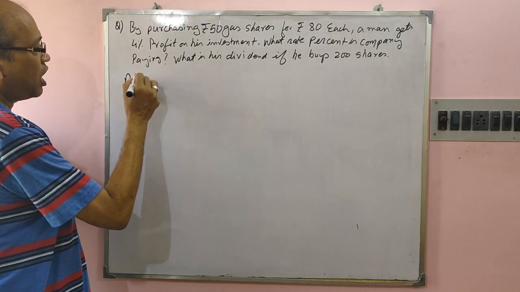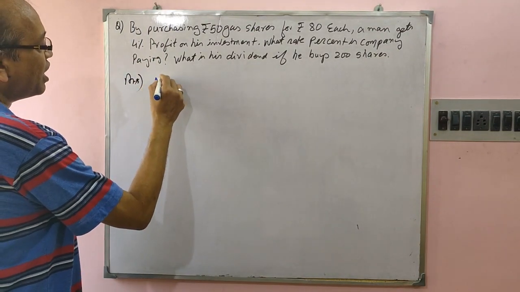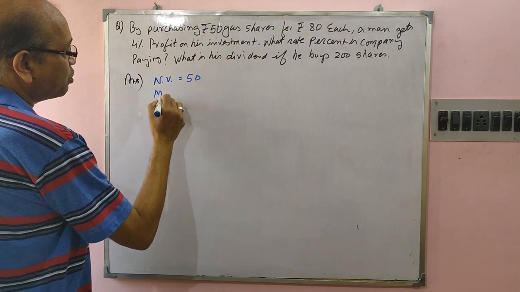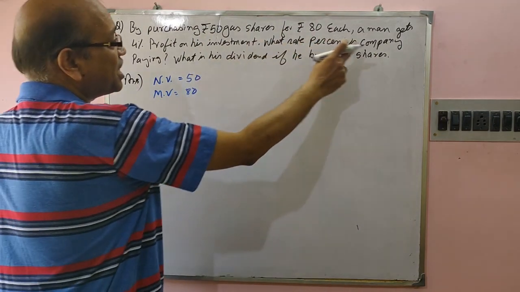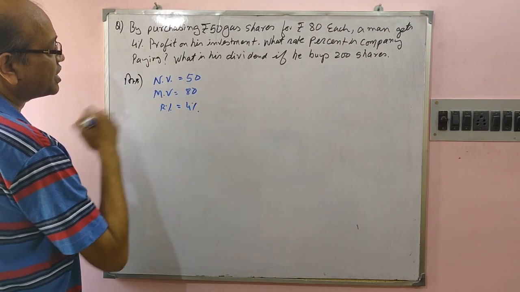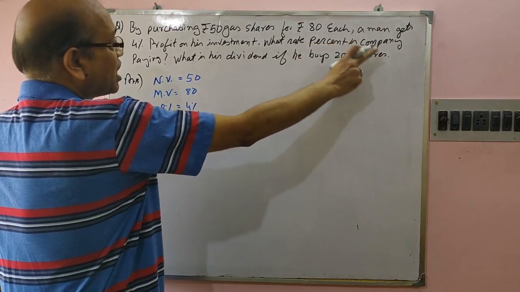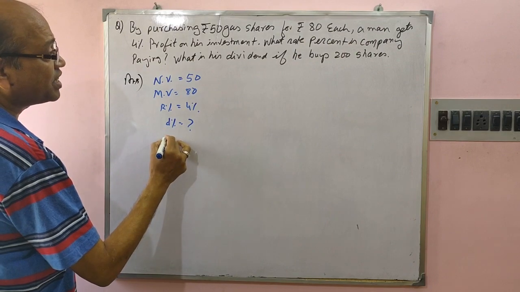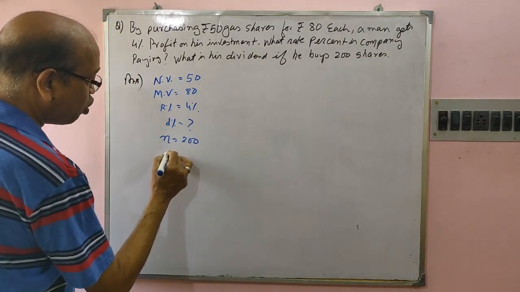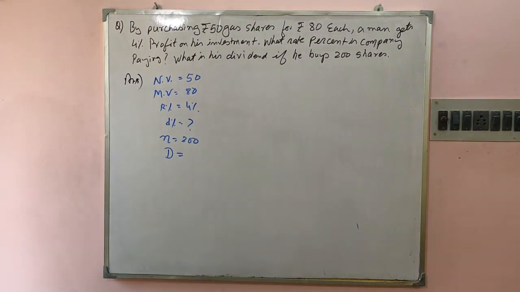Let's move on. What is given? Nominal value 50, market value 80, return percentage 4%. We have to find D percent, and also we have to find the number of shares. 200 shares is given here, and also we have to find the dividend on 200 shares.